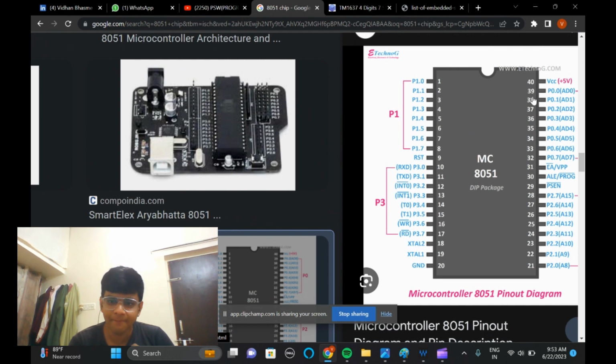It is a 40 pin IC. Somewhere here we will have the EA bar pin. Wait a minute, I will show you. Yes, it is pin number 31. EA bar. What is meant by EA bar? EA bar means external access enable. What does that mean?